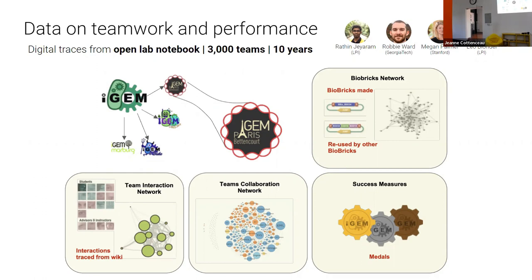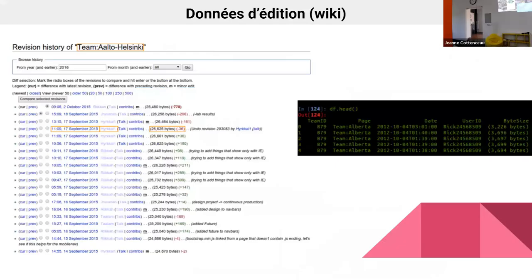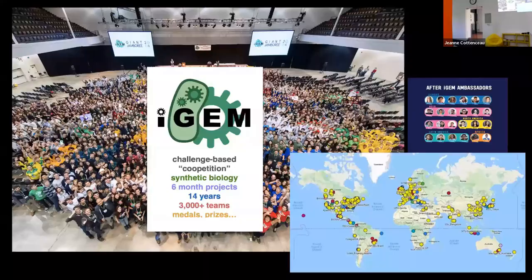Okay, so the last question, Shan. How do you fund the competition? Like, how is it funded? Yes, very good. iGEM is a foundation now. Their business model is basically that teams have to pay to participate in this event, which is called a jamboree.